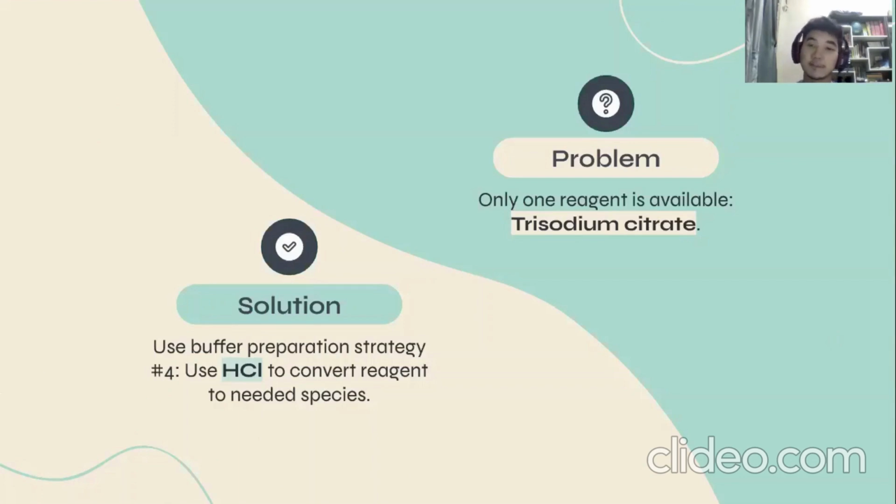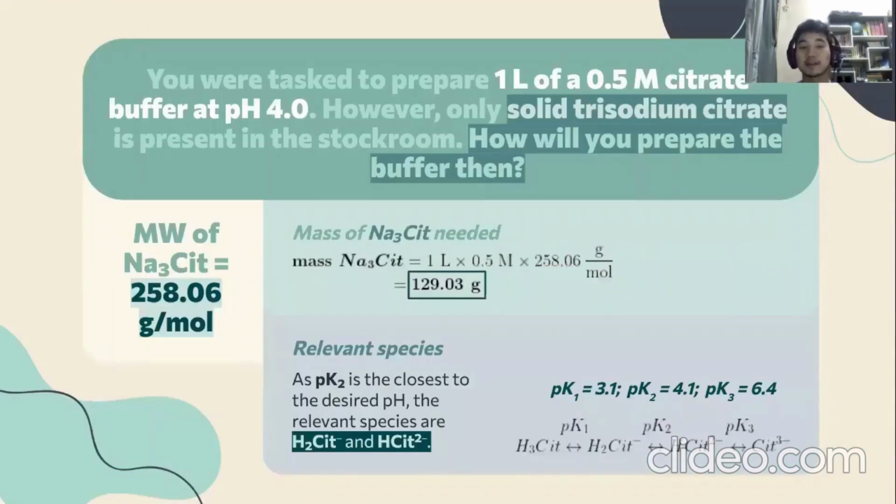the needed species. To do this, first we need the mass of trisodium citrate needed, which can be calculated by multiplying the volume of the buffer by the concentration of citrate needed and the molar mass of trisodium citrate, which is 258.06 grams per mole. This gives us 129.03 grams of trisodium citrate needed.